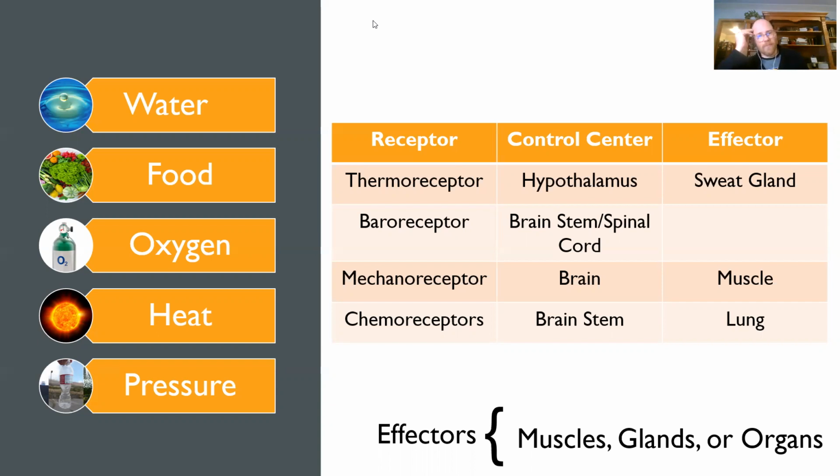Chemoreceptors, okay? For example, if we're in an environment where we have too much carbon dioxide, the chemoreceptors on the walls of our lungs and on the walls of our vessels in the alveoli will pick those things up. They will send a signal to the brainstem, to the pons and the apneustic center in the brainstem, and we will start to breathe more to pull in more oxygen, right? And the effector there is the lung. It's another organ.